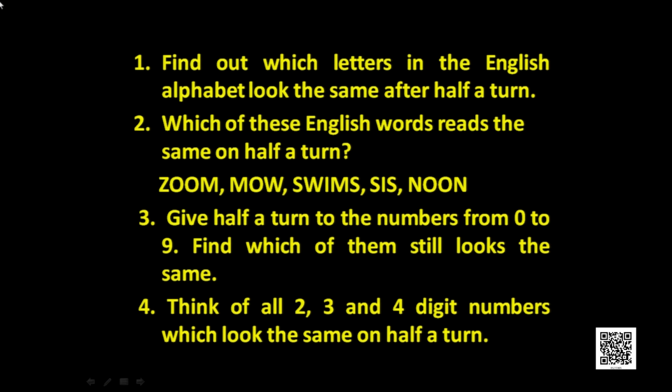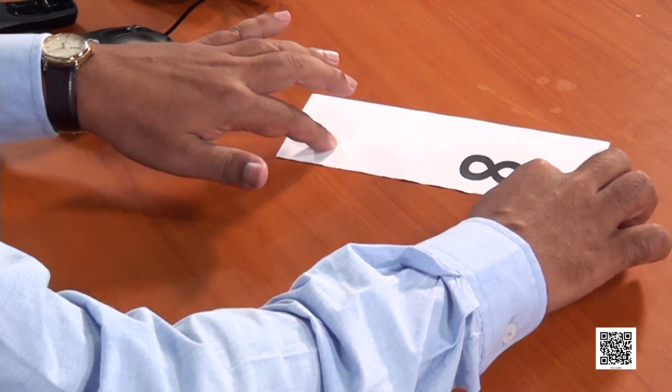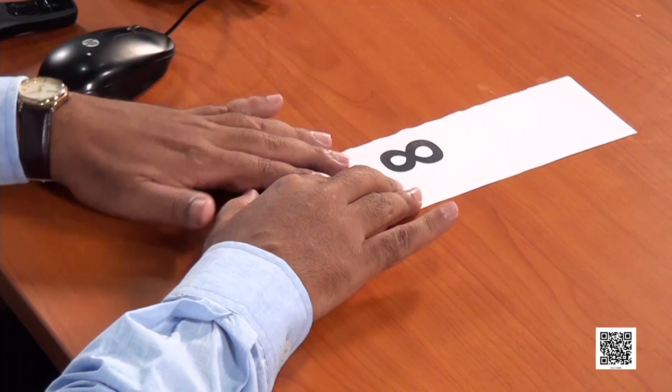Now number 3, give half a turn to the numbers 0 to 9, find which of these still looks the same. Suppose I am taking digit 8. You see, I am making half a turn. This is 1/4 turn, then this is half a turn. It looks same. So digit 8 looks same on half a turn. Similarly, 1 it will be, then 2 will it be? No, it will not be. Then 3, no. So similarly you can try for other digits.